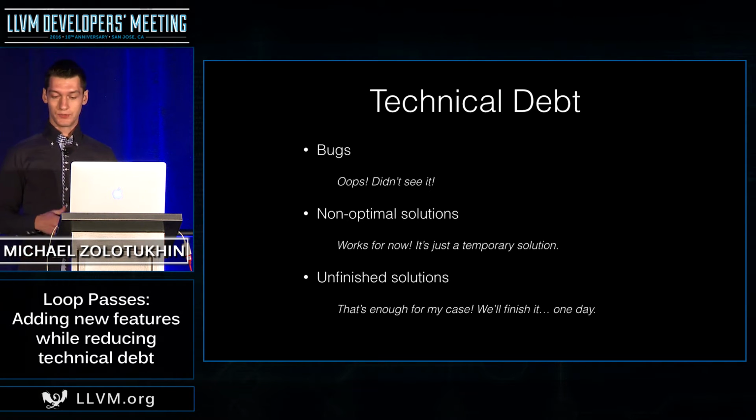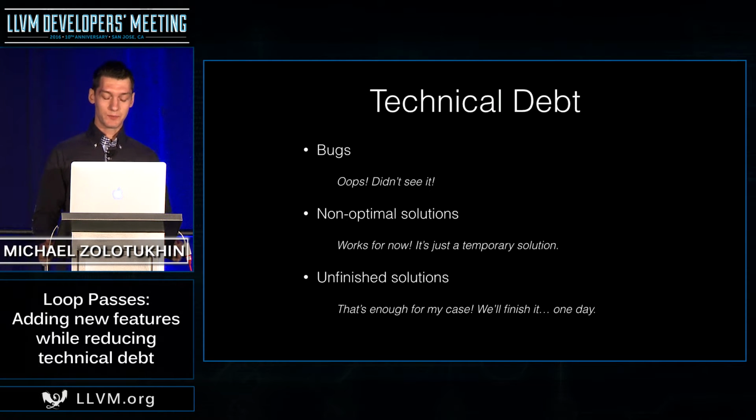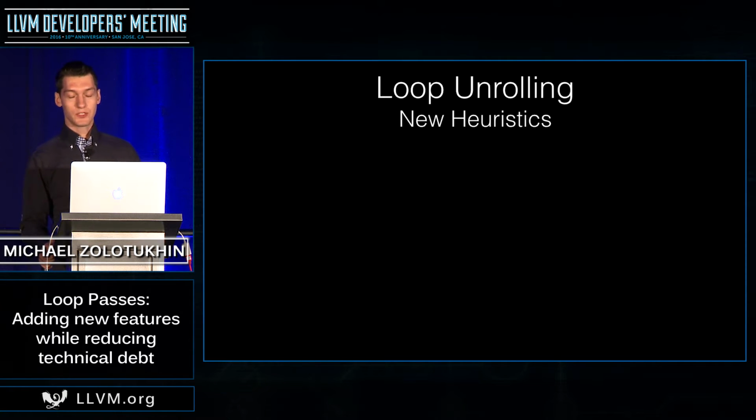This year I worked on enabling a heuristic for loop unrolling and managed to encounter all these types of technical debt in this process. I think this experience is relevant to most developers in the LLVM community, so I would like to share it with you, and hopefully we can take some lessons out of it. So what's the new heuristic that I mentioned?